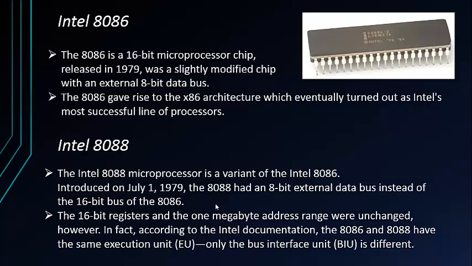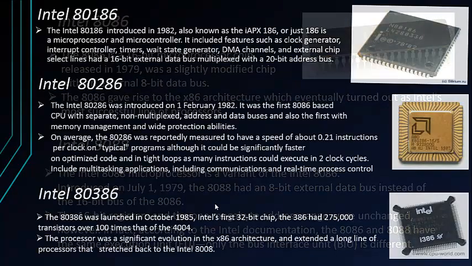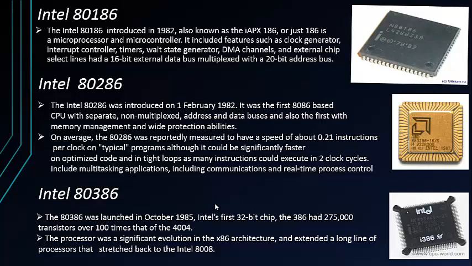Introduced on 1st June 1979, the 8088 had an 8-bit external data bus instead of the 16-bit bus of the 8086. The Intel 80186 included features such as a clock generator, interrupt controller, timers, wait state generator, DMA channels, and external chip select lines, and had a 16-bit external bus multiplexed with the 20-bit address bus. The Intel 80286 was introduced on February 1, 1982. It was the first 8086-based CPU with separate non-multiplexed address and data buses, and also the first with memory management and wide protection abilities.